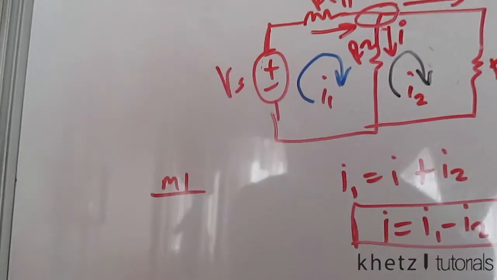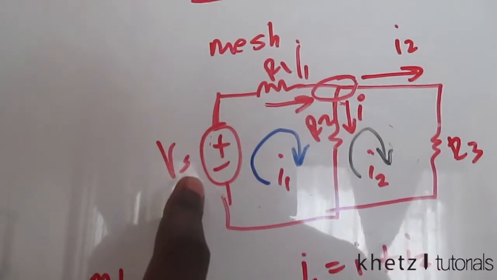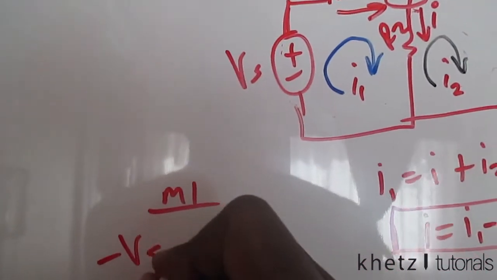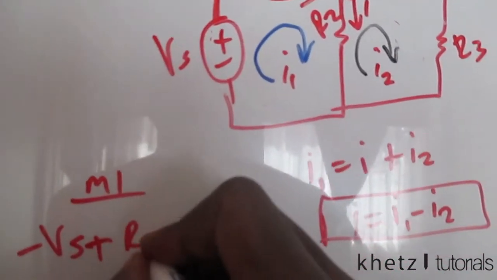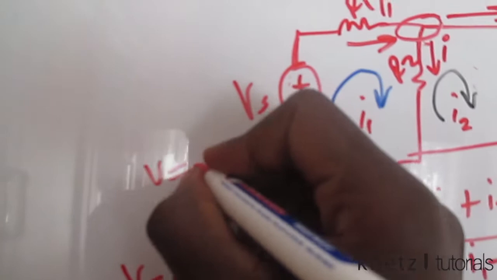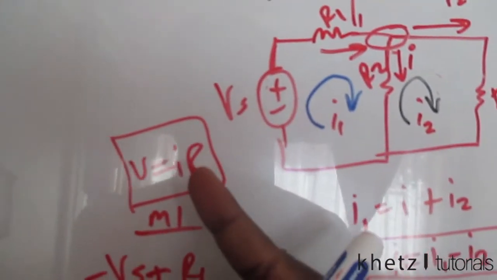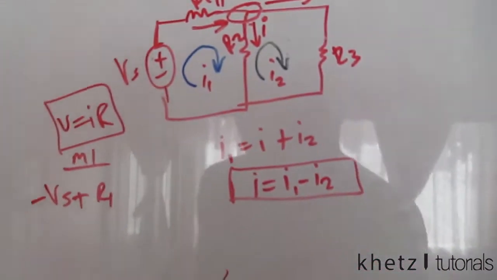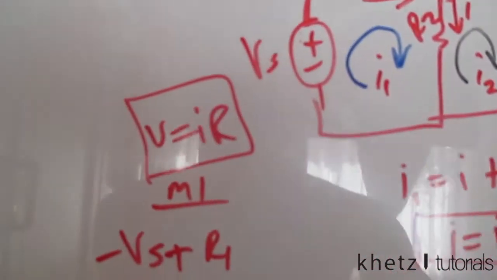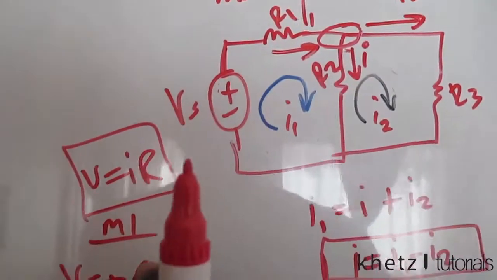In mesh one, let's form the equation. Starting here with the voltage source, we encounter it at the negative first, so we say negative Vs. Coming to R1, we use Ohm's law, which says V equals IR. So multiply the current in the mesh by the resistor value, or just take the voltage value if it's given as a voltage source or whatever may be the case. So we have negative Vs, plus R1 I1.